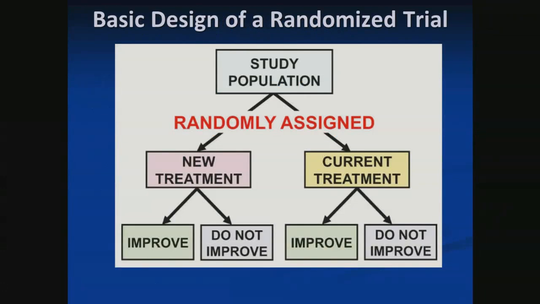This is the flow of a randomized trial. So we start with a study population. We randomly assign to new treatment or current treatment, or new treatment, no treatment, depending on the standard of care. And then we follow up and see if they improve or not improve, right?